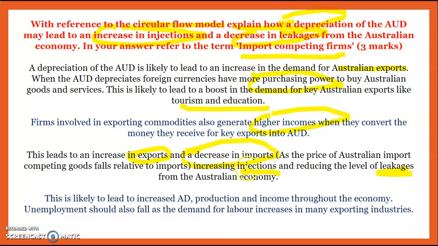The other thing you need to say is that Australian import competing firms, I think I've missed out on this here. Australian import competing firms will also be more competitive because we're more likely to buy Australian made as opposed to foreign products. This is likely to boost aggregate demand, boost production, create more income, and reduce unemployment throughout the economy.